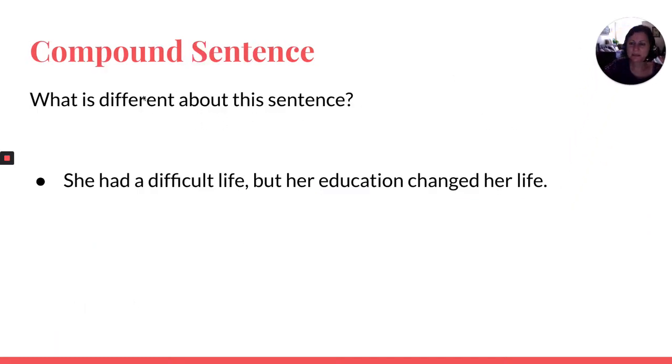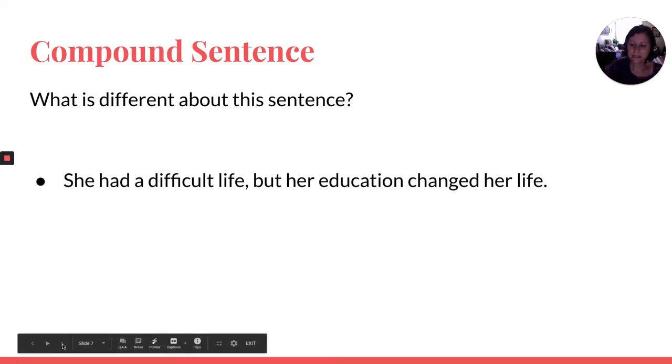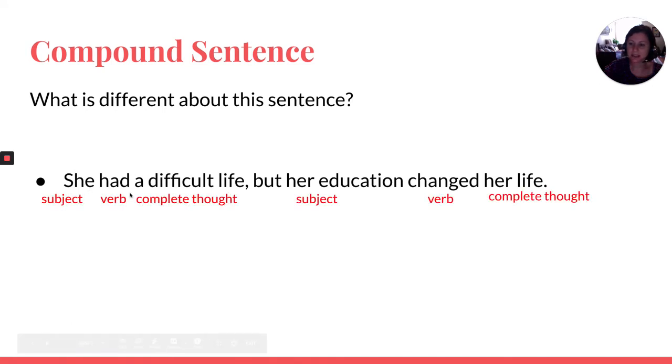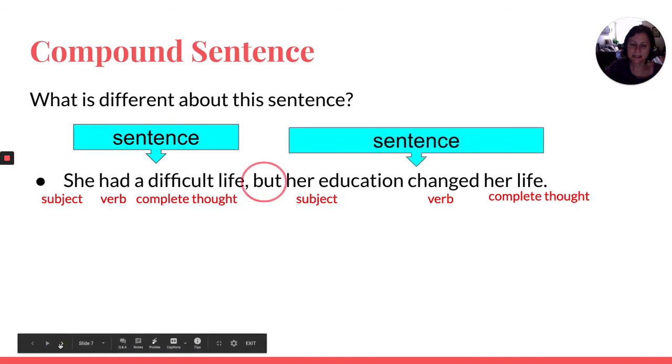What's different about this sentence here? She had a difficult time, but her education changed her life. This sentence here is actually a compound sentence. And basically what a compound sentence does is you basically have 2 sentences. She had a difficult life. This is one sentence with a subject, verb, and a complete thought. And then here we have another complete sentence. So we have a sentence here and a sentence there, and then in the middle we have this thing.